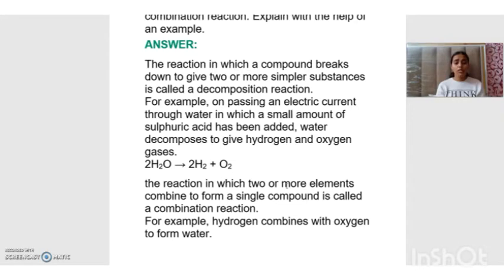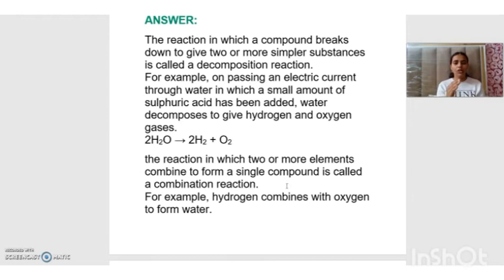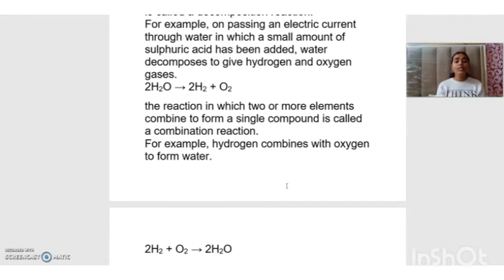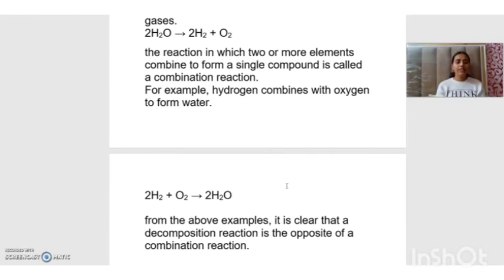It is a breakdown into two or more simpler compounds. When we break water into simpler substances, water is broken down into H2 plus O2, right? So the reaction in which two or more elements combine to form a single compound is known as a combination reaction. In the above example, H2O is broken down into two simpler substances. That is, when we break a single compound into two or more substances, that is a decomposition reaction.